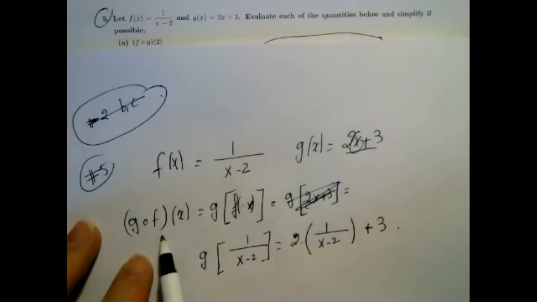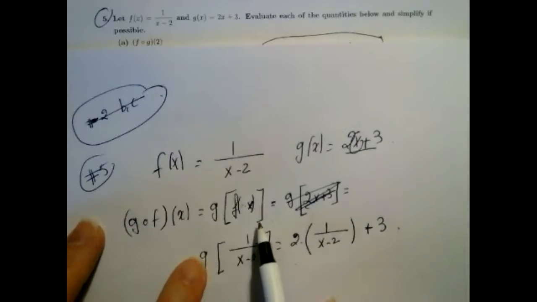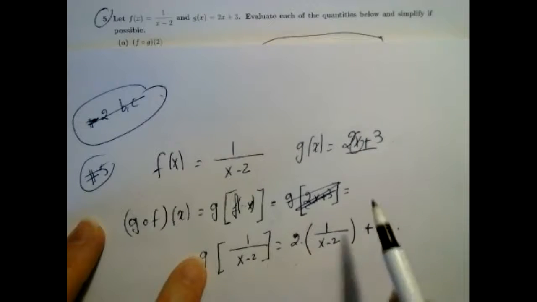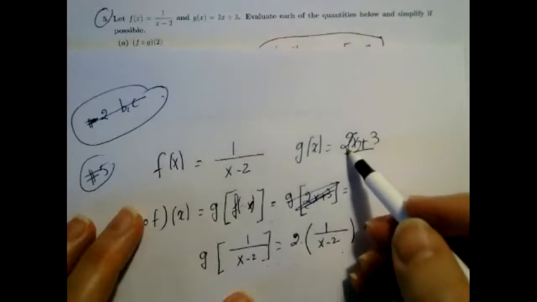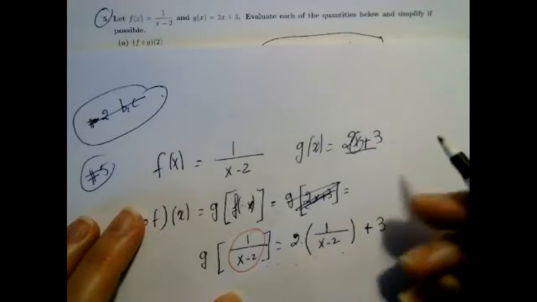What's g composed with f? It means g of f of x. It means g of 1 over x minus 2. But what does g do? It takes 2 times what you give it. So if you give it 1 over x minus 2, it's 2 times this plus 3. Okay, so that's really it.